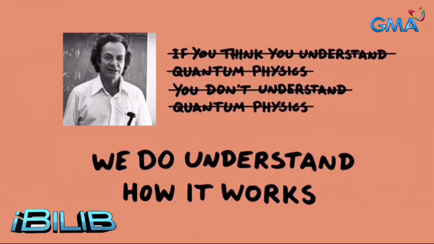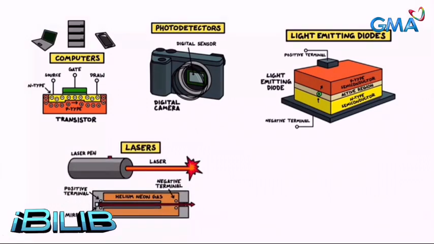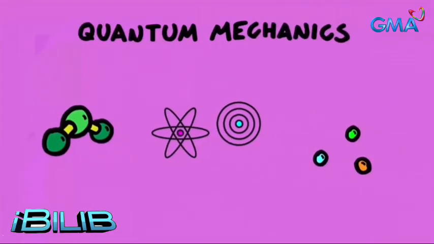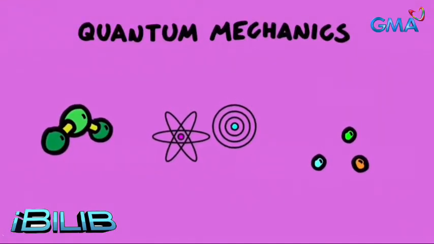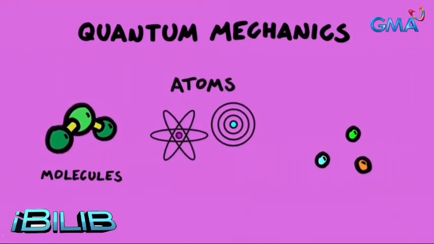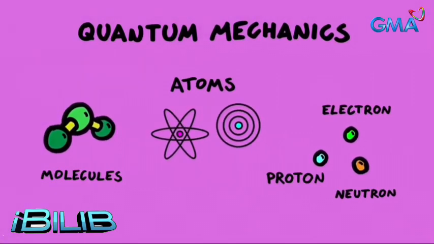In fact, it is arguably the most successful scientific theory out there, and has let us invent technologies like computers, digital cameras, LED screens, lasers, and nuclear power plants. And you don't really want to build a nuclear power plant if you don't understand the physics. So quantum physics is the part of physics that describes the smallest things in our universe. Molecules, atoms, subatomic particles, things like that. Things down there don't quite work the same way that we are used to up here.